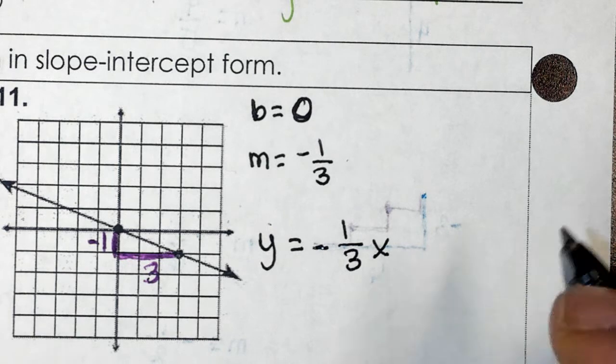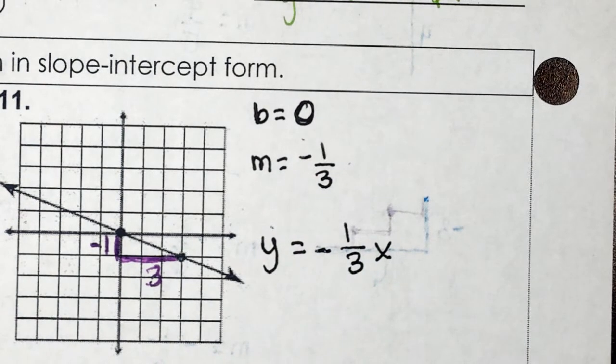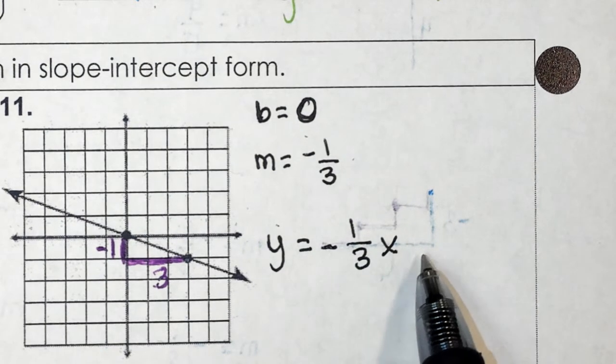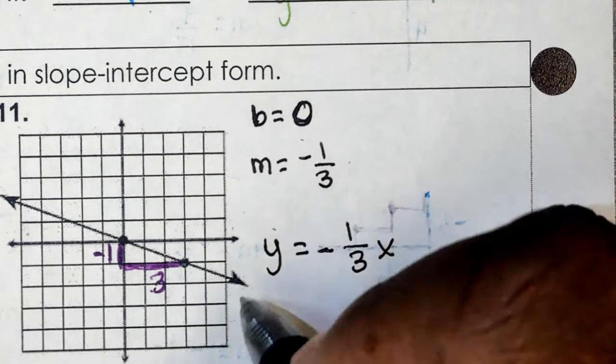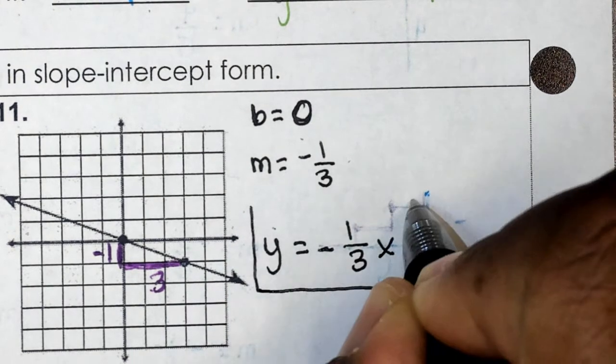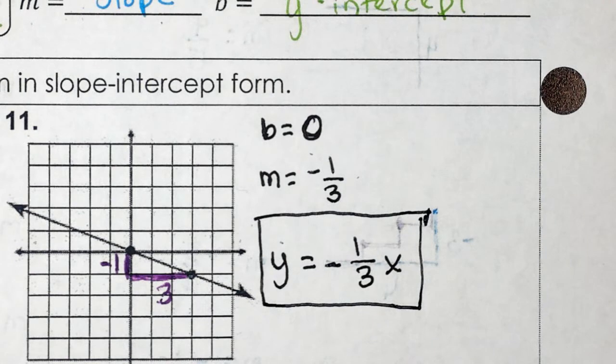So if your intercept is 0, there's no reason to write +0 at the end. That's purposeless. That's why if you ever see these slope intercept form equations and there's nothing after x, that means your intercept is where? At 0. Because there's no reason to write plus or minus 0.